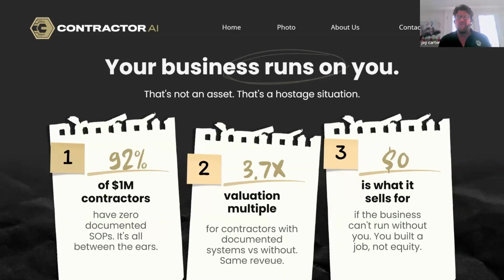It means in essence that you've built a product that is you. Take you out of your business, and it all falls down. That is a hostage situation. You are chained to this business, no matter which way you want to play it.